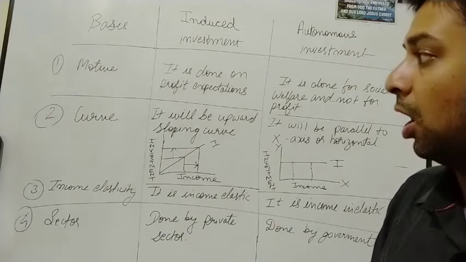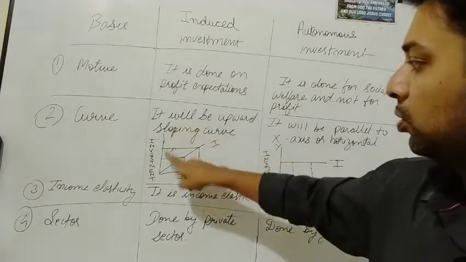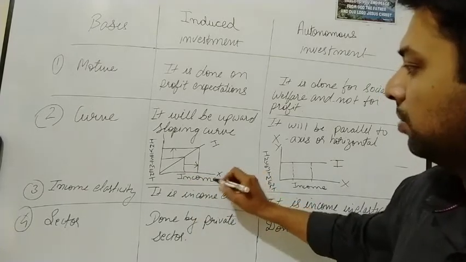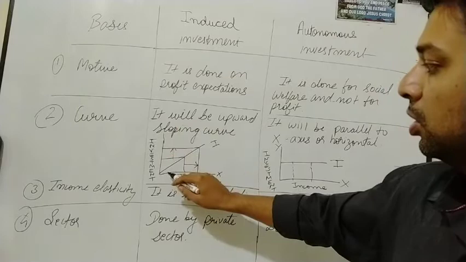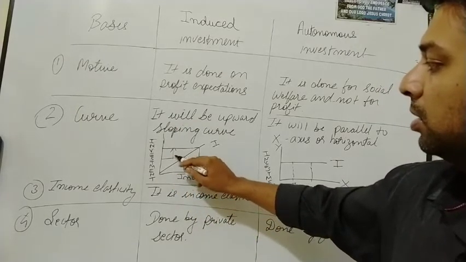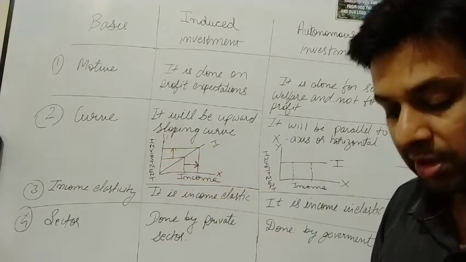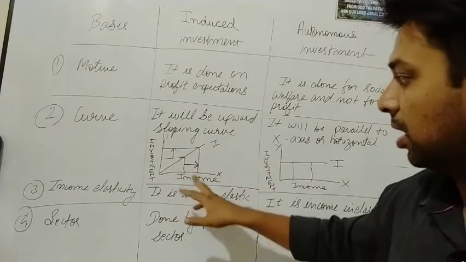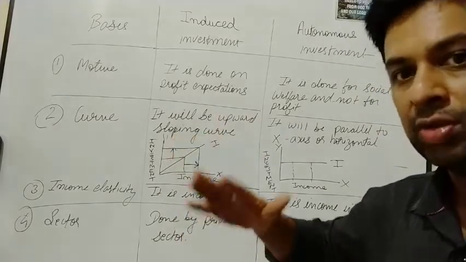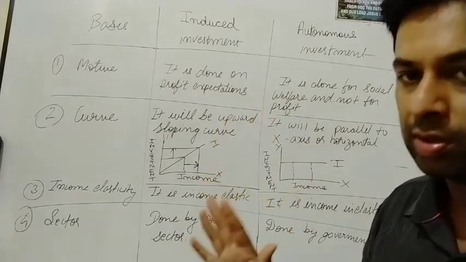Then the second point is the curve. How will the curve be? For induced investment, it will be an upward sloping curve. Here you can see on the x-axis I have taken income, and on the y-axis there is investment. You can see when income rises from here to here, our investment will also rise. So looking at this, we can understand that if there is a rise in income in the economy, there will also be a rise in induced investment.